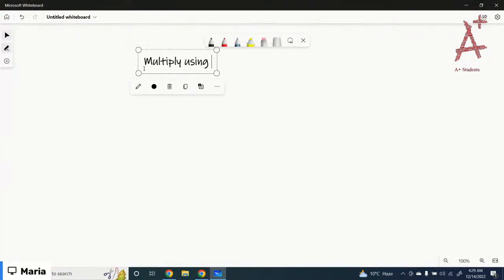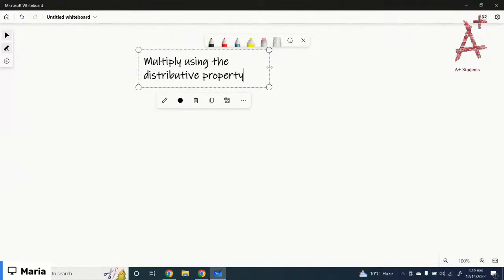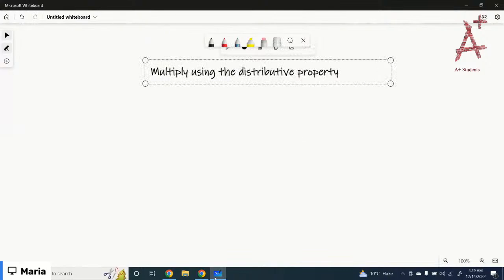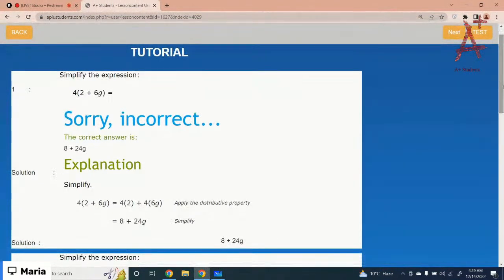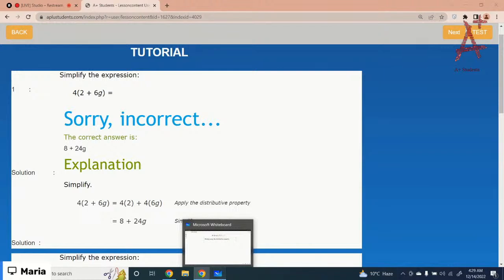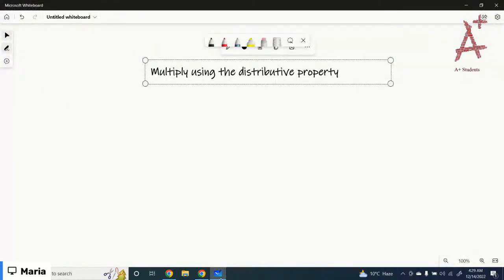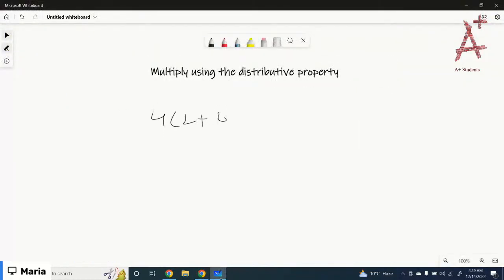Multiply using the distributive property. We are going to use the distributive property here to multiply. So let's start with a new lesson, multiply using the distributive property. Okay, let's start with the first example. The example is 4 times (2 plus 6g).